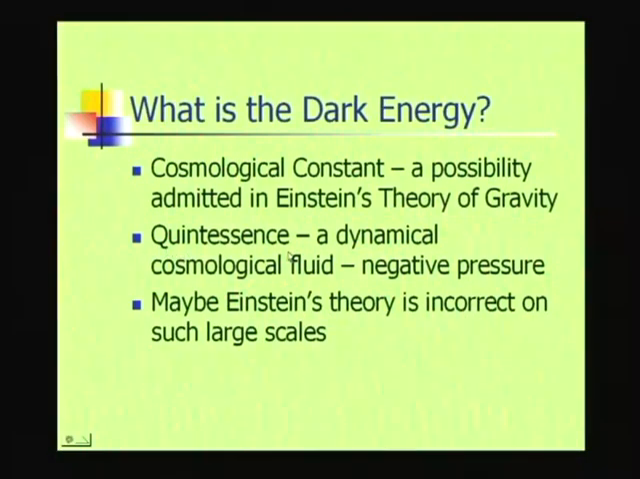Another possibility goes by the name of quintessence. This is a dynamical cosmological fluid. The cosmological constant is a constant, there is no dynamics to it. Now people have considered another possibility, called quintessence. It is a dynamical cosmological fluid which has negative pressure, and you can have different ways of realizing such a thing. You could have a scalar field with a particular potential, and there are various other ways in which you could realize it.